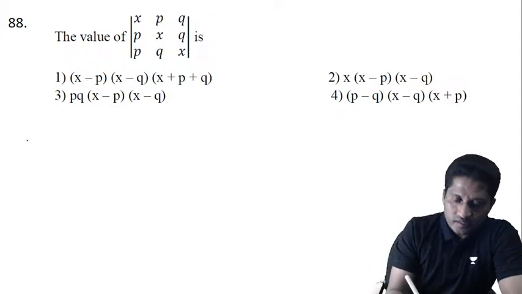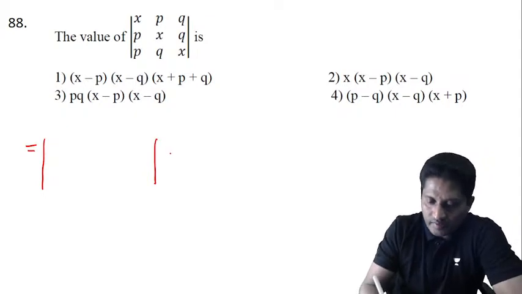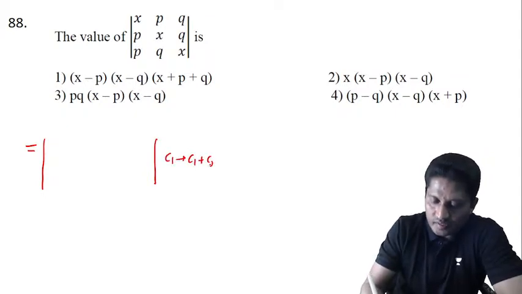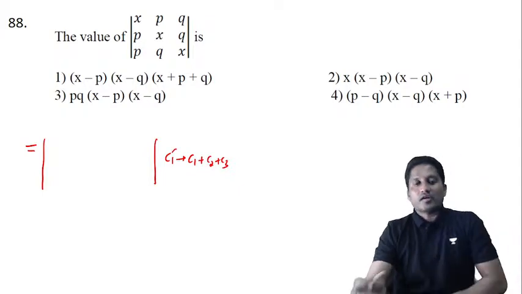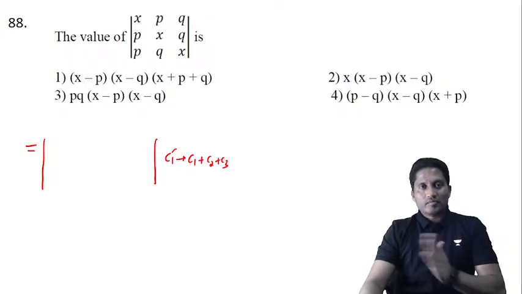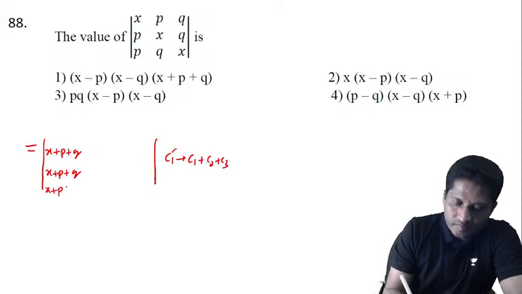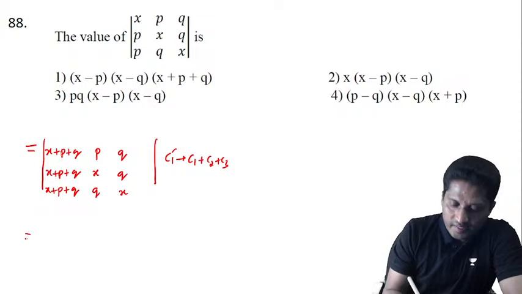See, this question is there in the NCERT exercise only. Suppose I change C1 to C1 plus C2 plus C3. The numbers are the same, the positions are different. Either you add all the rows or you add all the columns. Now, if I add column 1, column 2, column 3, this is x plus p plus q. Even this is x plus p plus q. This is x plus p plus q. The second column will be p x q. The last column will be q q x. I take x plus p plus q out from the first column.